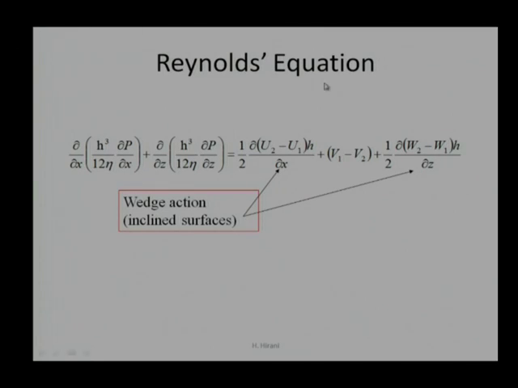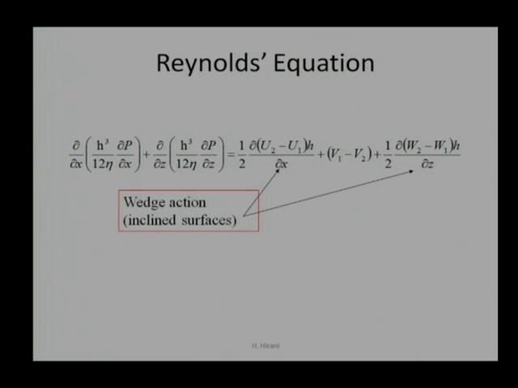First, this slide shows the Reynolds equation which was derived in the previous lecture. The left hand side shows the pressure term. We need to derive the pressure distribution over the tribo surfaces, while the right hand side shows the source terms. There are three source terms. In the first and last source terms, the derivative of film thickness h is coming, which is known as the wedge action.